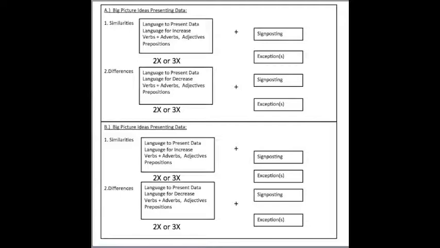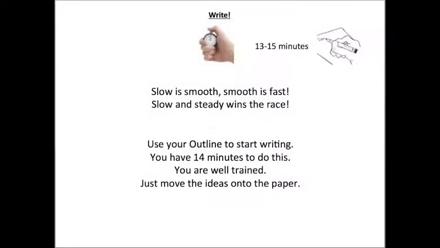And when we speak about similarities and differences, there's a particular type of language we should use. We should use language to present data, to express an increase or decrease, and we should use a variety of verbs, adverbs, and adjectives to add another level of sophistication to our sentences. That being said, we should also use prepositions, signposting, and if there are any exceptions, we should note them.